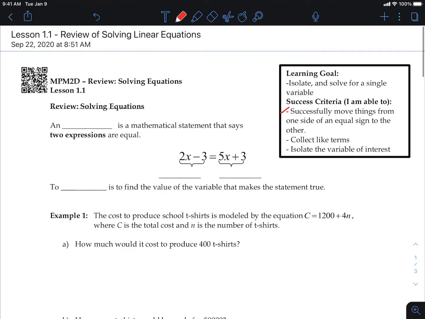And then collecting like terms, so that's like adding apples with apples and bananas with bananas, right? That'd be x's with x's and numbers with numbers, okay? And then isolating for the variable of interest. That basically comes down to if it's multiplying on one side, I'm going to divide both sides by that number to get it to cancel. Those are your three success criteria, right? And that's ultimately going to allow us to isolate and solve for something.